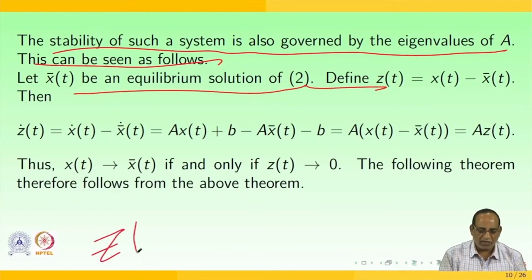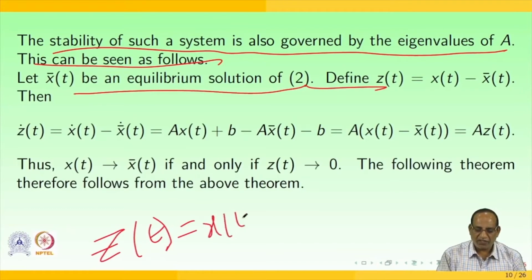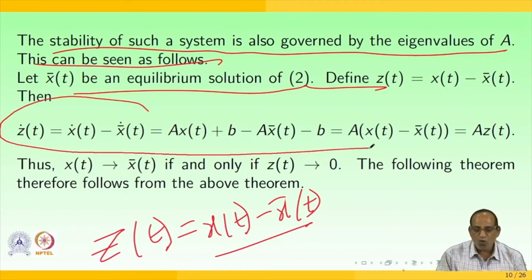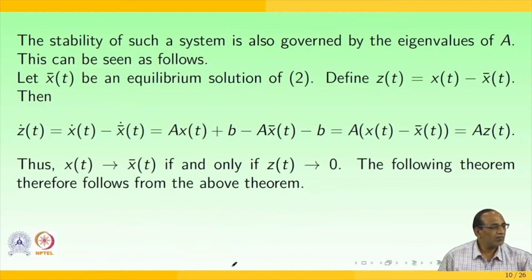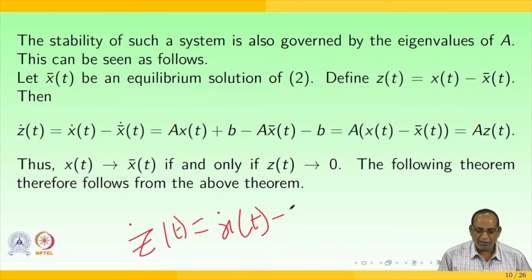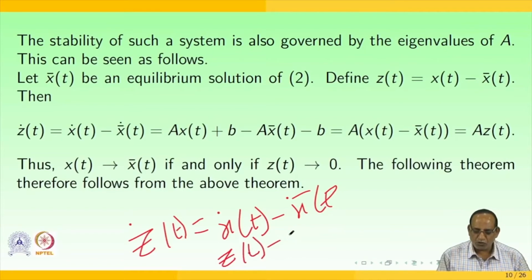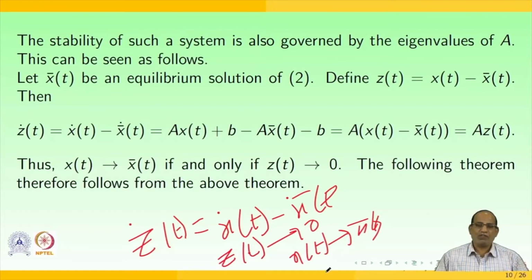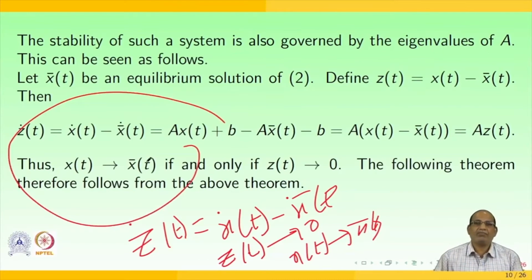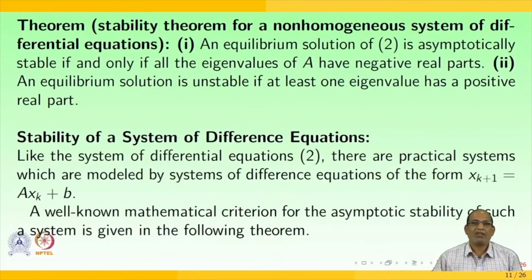So, we will have z of t is equal to x of t minus x bar of t. Then we will have z dot of t is nothing but x dot of t minus x bar dot of t. So, if z of t approaches 0, then x of t approaches x bar of t. Therefore, that will conclude the theorem as defined over here.